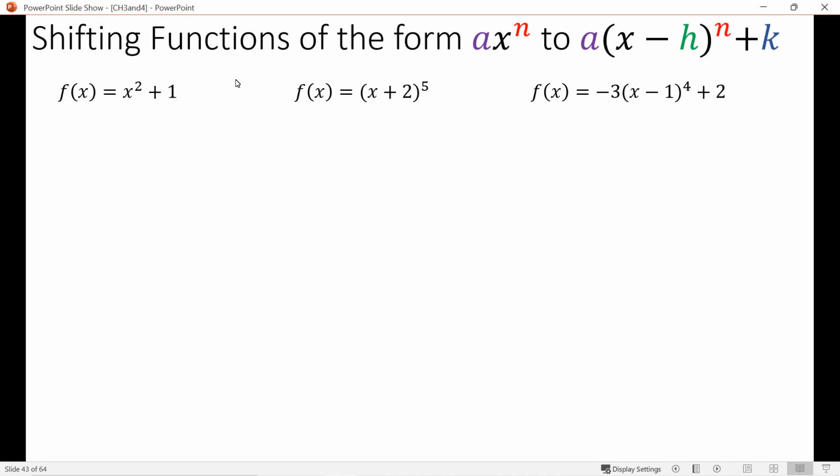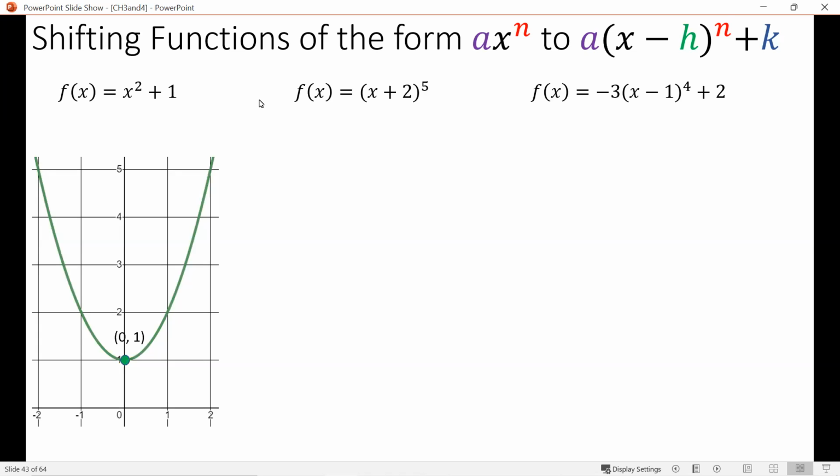So we'll do our quadratics, which are our a times x to the n. And here we are now going to expand it to allow for shifts in the x direction and shifts in the y direction, as well as stretches according to a. So our first equation, f of x is x squared plus 1. Well, that +1 comes after we square the x, so it is just going to shift everything up by 1. And you notice that the vertex of our parabola is shifted up by 1, so it's at 0, 1.